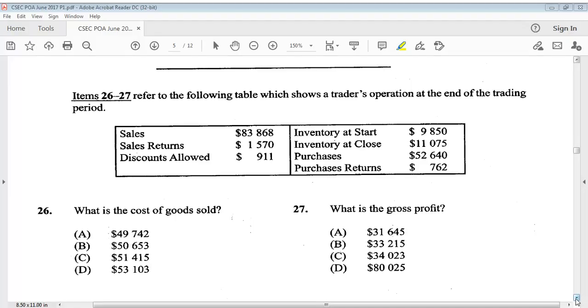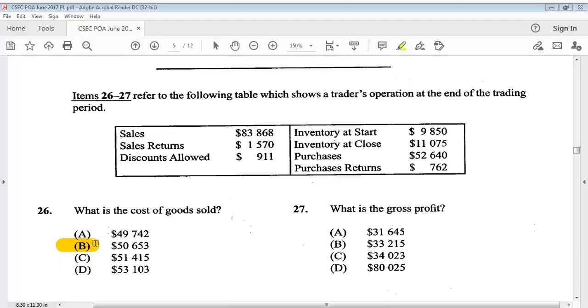It's the same. Purchases returned 762 from 62,490. We're left with 61,728. Then we're going to less our closing stock 11,075 from that. And our cost of goods sold would be 50,653. So right there, our cost of goods sold is 50,653. Good. So B would be our answer.